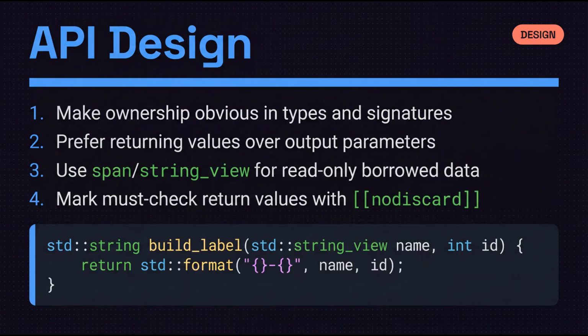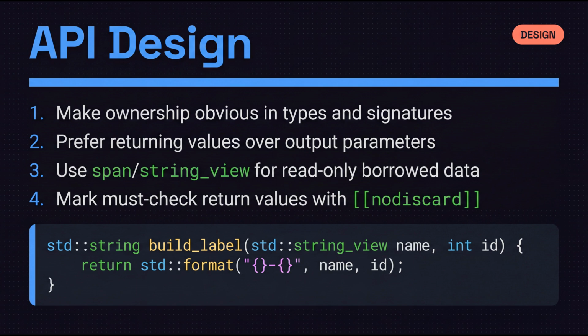Four rules for API design. First, make ownership obvious in types and function signatures. If a function returns a unique_ptr, it's transferring ownership. If it takes a string_view, it's borrowing. The types tell the story.